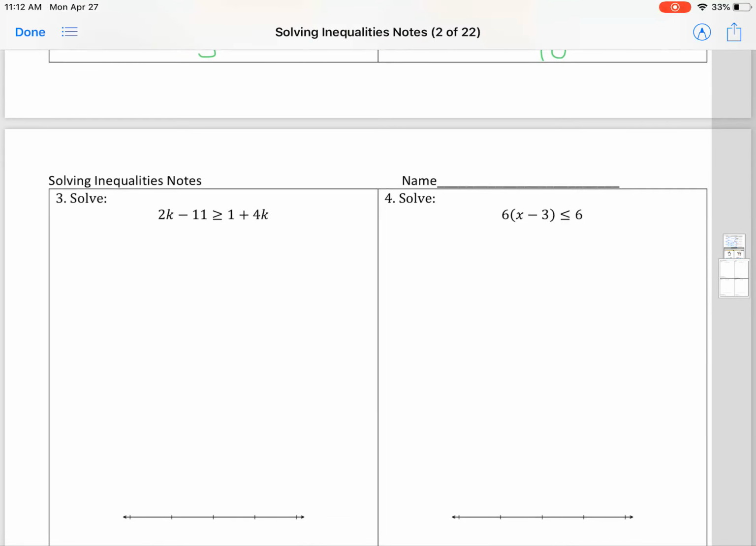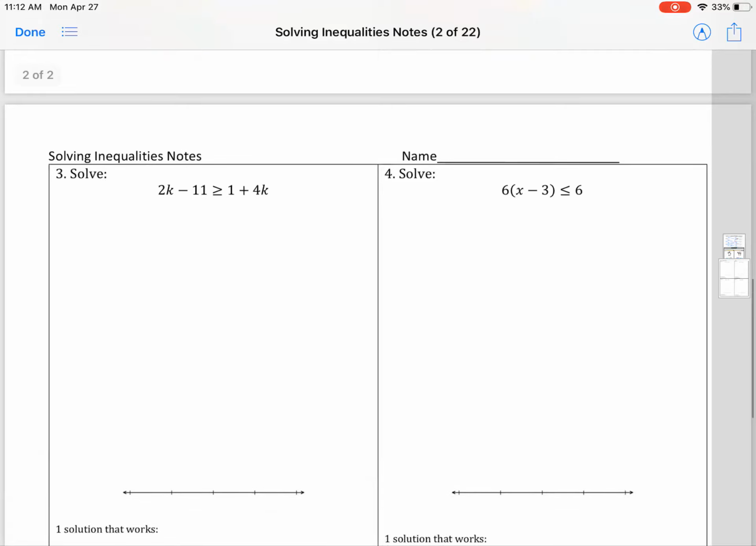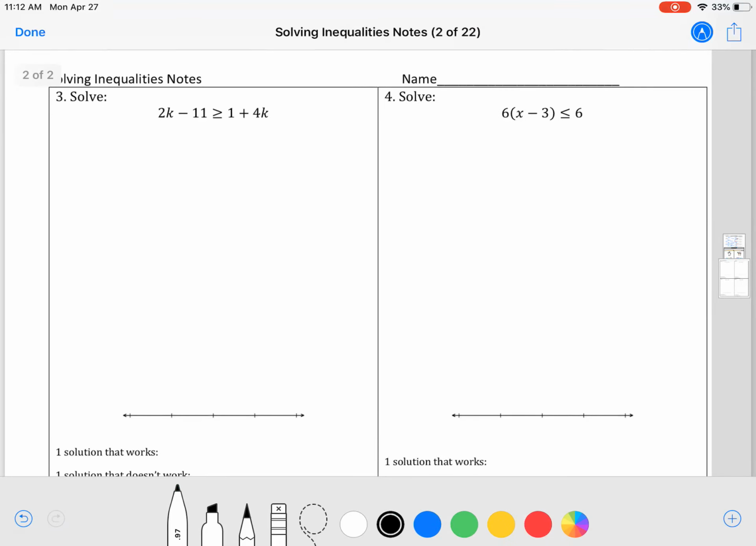Now, you're going to notice something on this next one that sometimes is where people mess up. Okay? You are going to notice I'm going to start by getting all my k's over to one side. So I'm going to subtract 4k. Some of you are going to be like, oh, Miss G, I'm subtracting a negative. That means I got to switch my sign. No, that is not what that means. If you subtract, you're fine. You don't need to change anything. It's only when you divide or multiply. So this is just going to be negative 2k minus 11 is greater than or equal to 1.